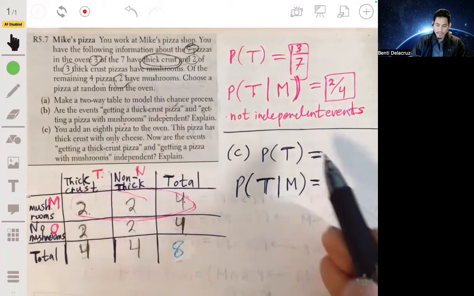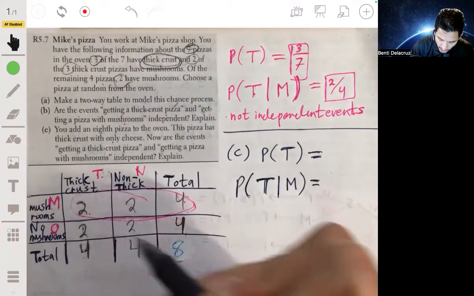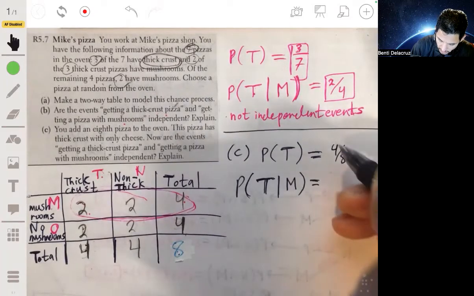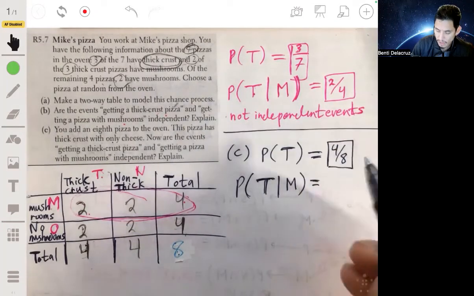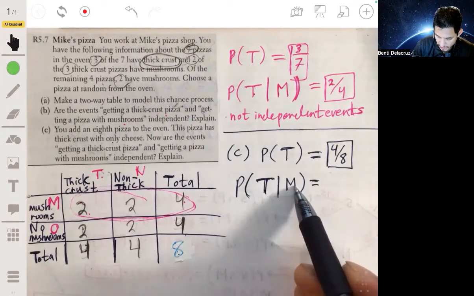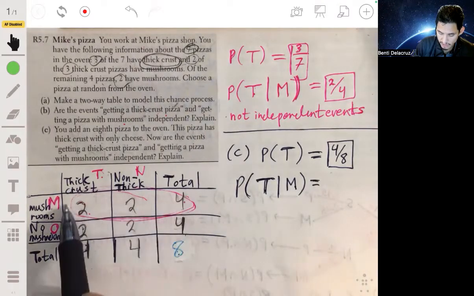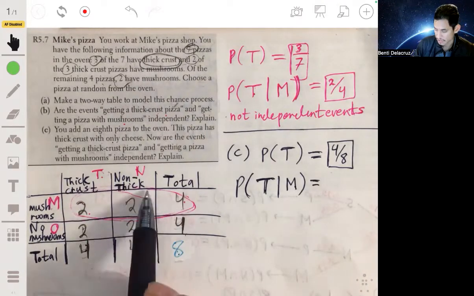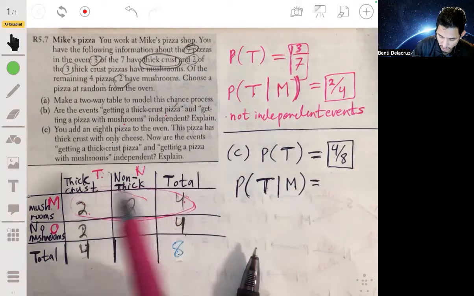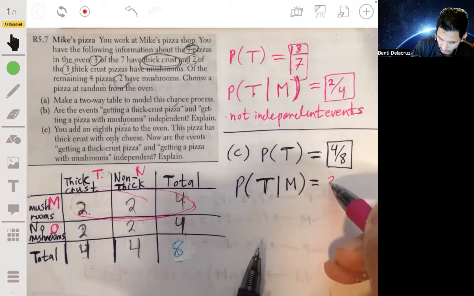Okay, so in this case, the probability of getting a thick crust pizza is 4 out of 8. There's 4 total out of the 8. So just in general, that's 4 out of 8. Now the probability of getting a thick crust pizza given that you got mushrooms. So now again, we're only dealing with this row because these are the mushroom pizzas. And the ones that have thick crust are going to be these two. So this is going to be 2 out of the 4.